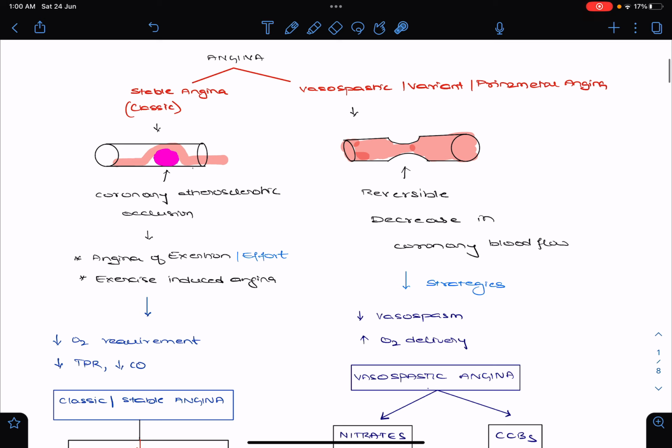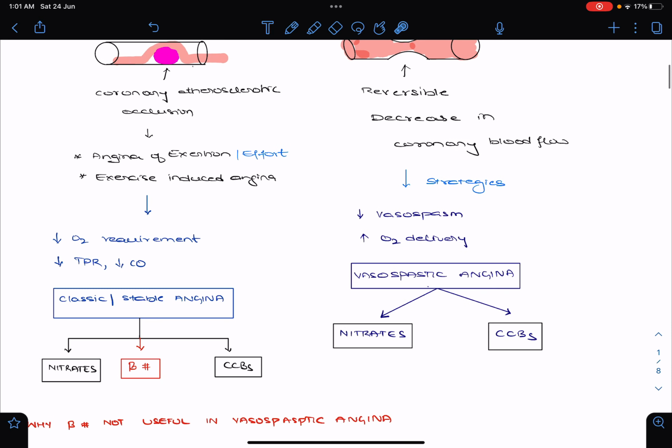Next we'll go through the strategies for management of both stable angina as well as vasospastic angina. In case of stable angina, your strategy is to reduce the oxygen requirement by decreasing the total peripheral resistance as well as decreasing the cardiac output. So basically you are going to decrease the cardiac workload. On the other hand, with respect to vasospastic angina, you are going to decrease the vasospasm by increasing the oxygen supply.